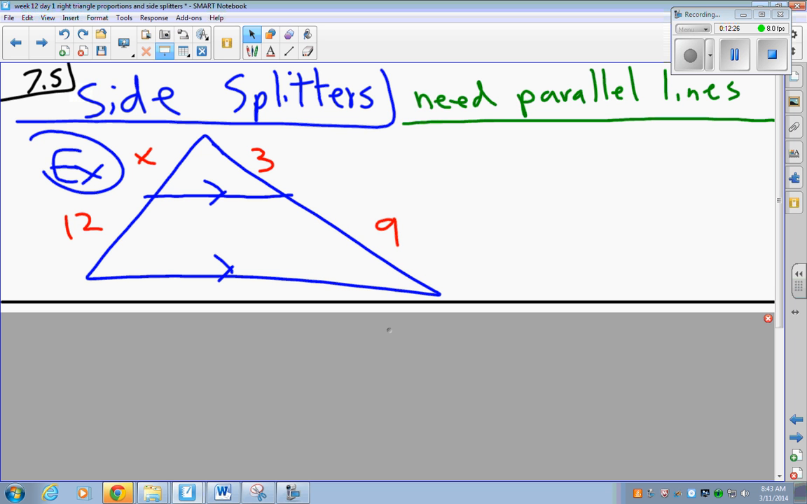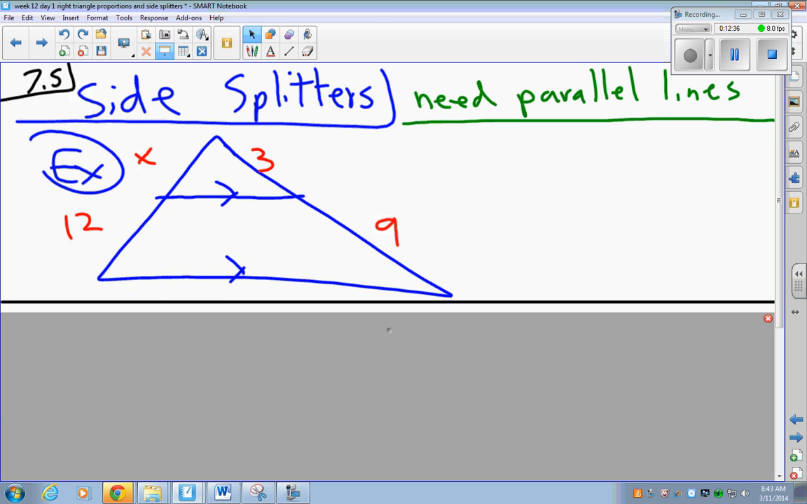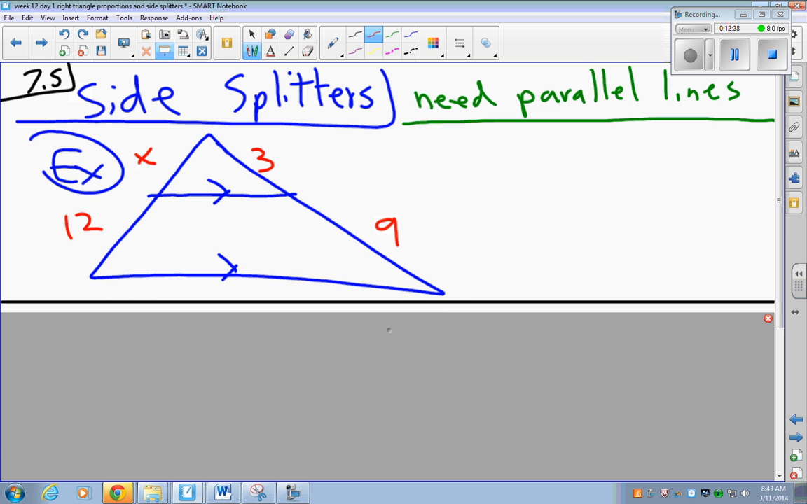So for this example that I want you to copy down in your notes, you got parallel lines. Okay? So with that, and if you're thinking this has to be a mid-segment, it doesn't. That line here can go anywhere as long as it's parallel. So it's right there, and you can tell it's not a mid-segment because the 3 and 9 aren't equal to each other. But here's the nice thing.